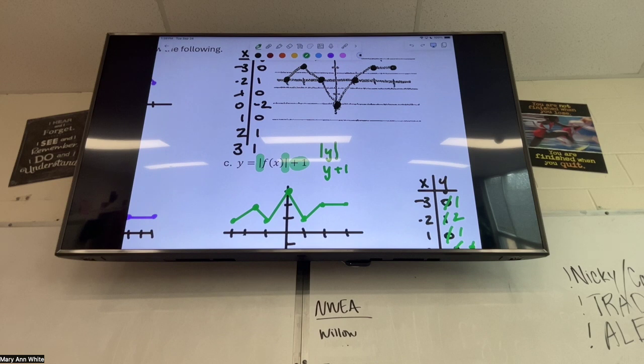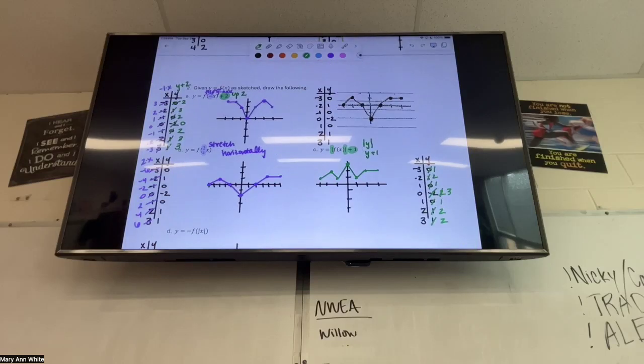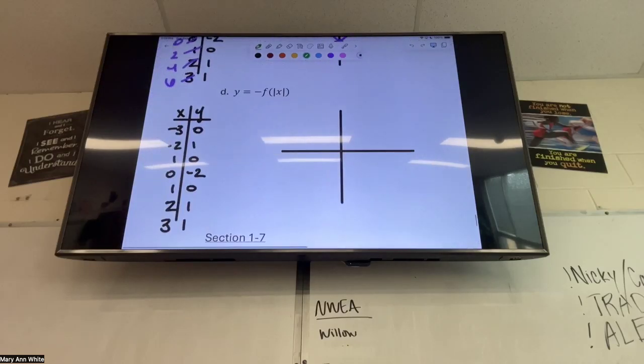Now, on the contrary, we've got absolute value inside with the x, and that's what that last problem is, isn't it? Let's go do that one. We have absolute value inside with my x, and I have a negative in front of the f of x. Let's deal with the x's first.